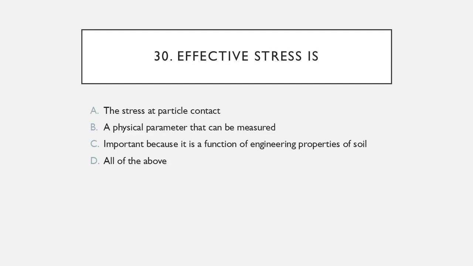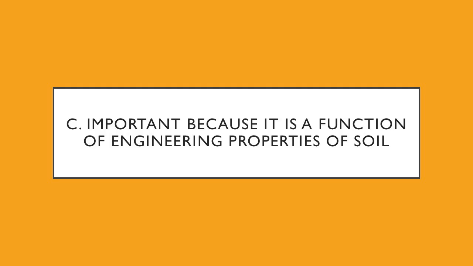30. Effective stress is A. The stress at particle contact. B. A physical parameter that can be measured. C. Important because it is a function of engineering properties of soil. D. All of the above. C. Important because it is a function of engineering properties of soil.